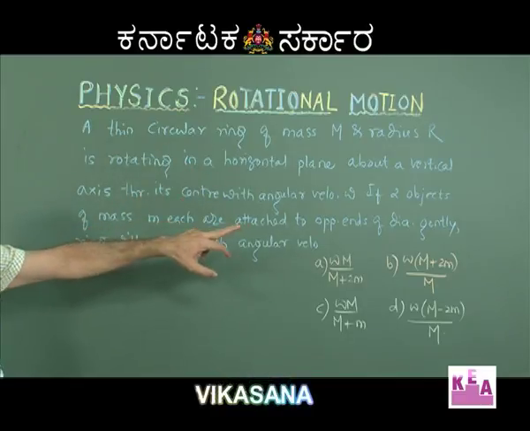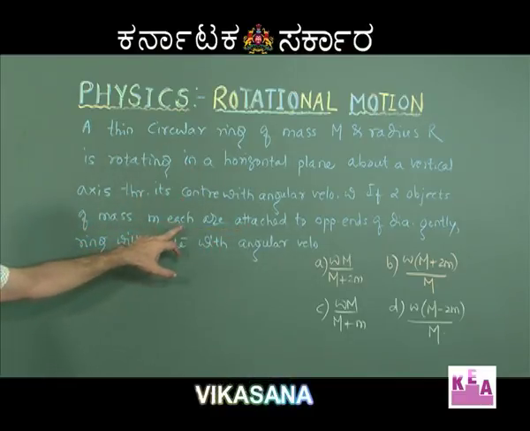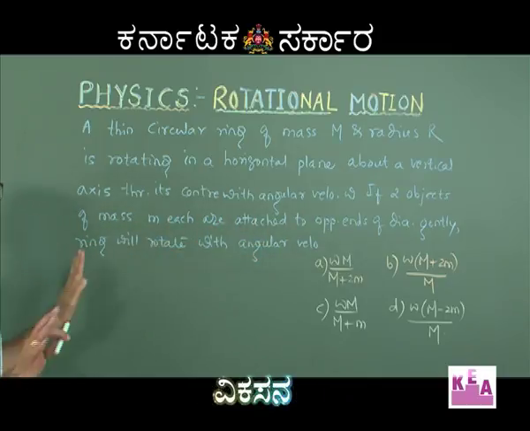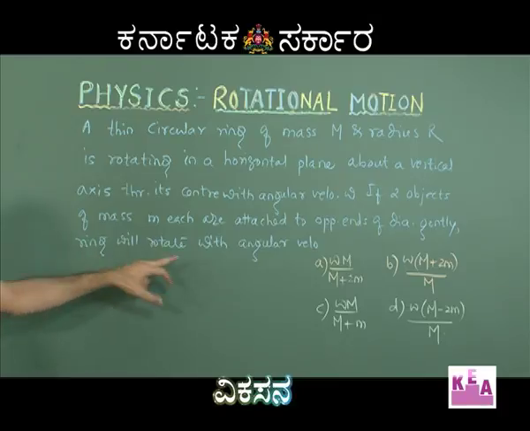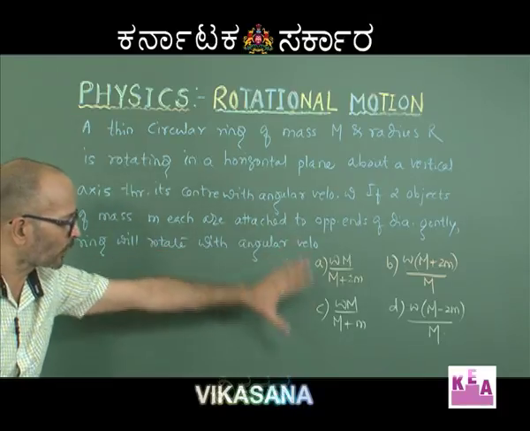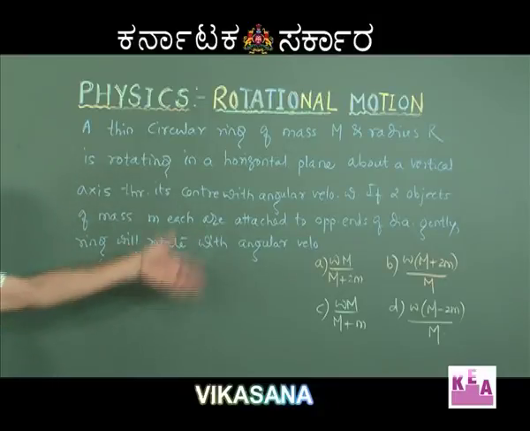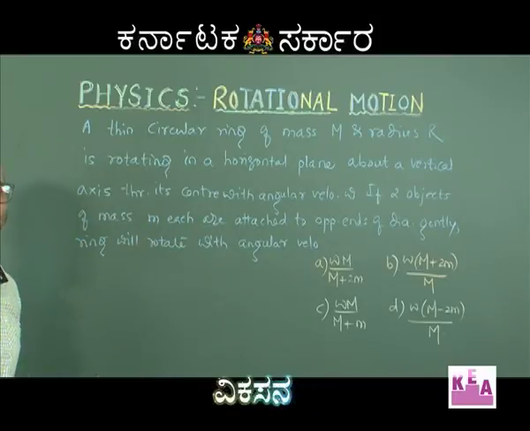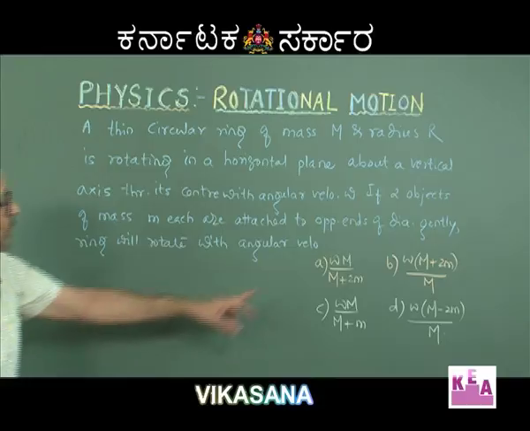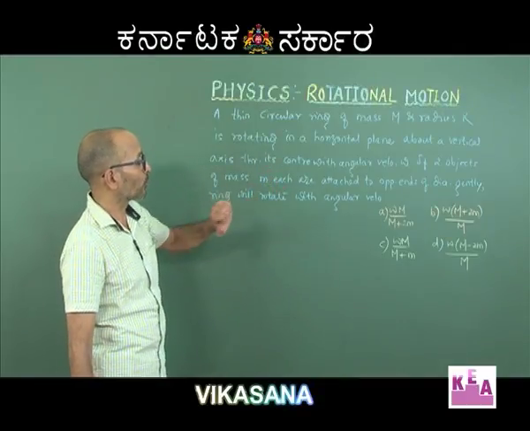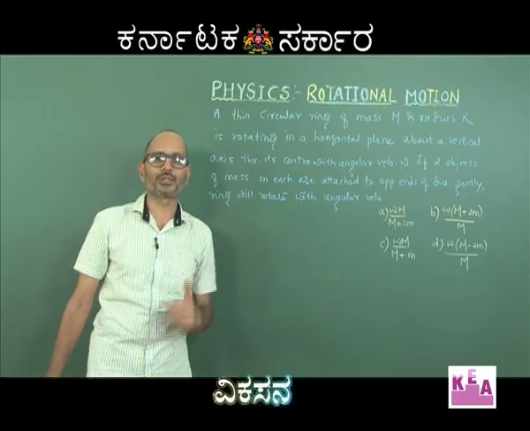Now, if two objects of mass m each are attached to the opposite ends of the diameter gently without disturbing much, the ring will rotate with an angular velocity of how much? See, why should the angular velocity change here? No doubt he has asked, and all the options are there. None of them is no change, or the original value. Is there any one with the original value there? No, all of them are different from omega, fine. So, the question is, why should the angular velocity change?